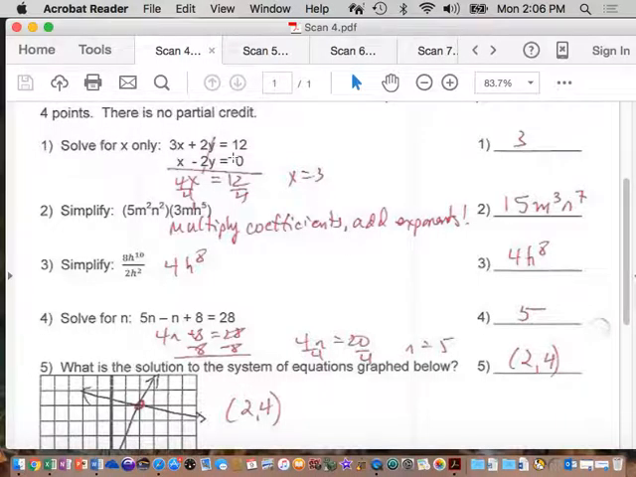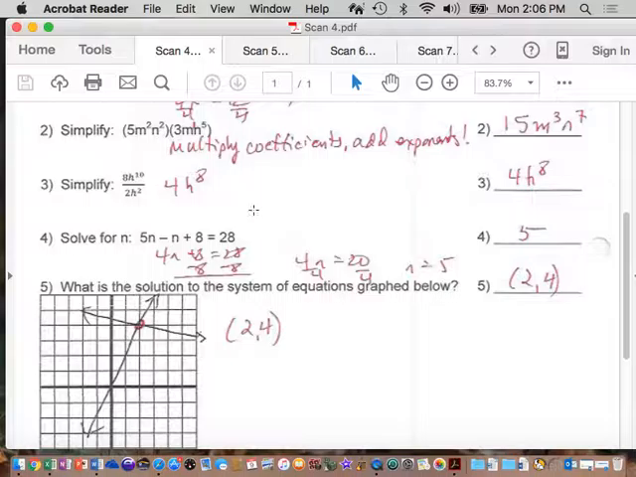Number 1 is 3. Again, it says solve for x only, so I only need to solve for x. And when I give you the one on the test, the y's are going to match up, or the x's will match up for the y's, whichever. And just adding them up gives me 4x is 12, divided by 4, x is 3.